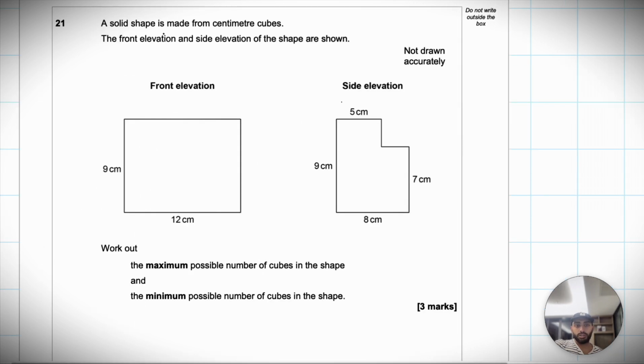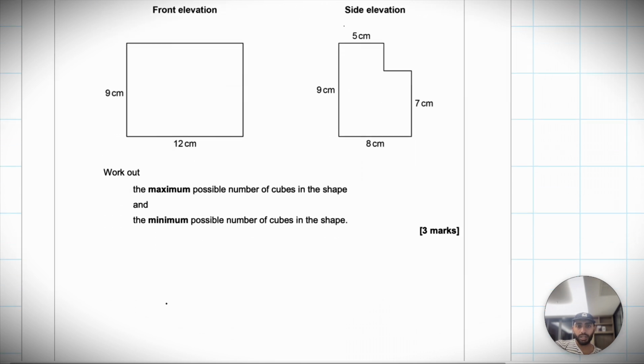Question 21. A solid shape is made from centimeter cubes. The front elevation and side elevation of the shape are shown. So this is the front, this is the side. We need to work out the maximum possible number of cubes and the minimum possible number of cubes. I'm going to think of this at the front. Let's just draw it out so we can see what it might look like.